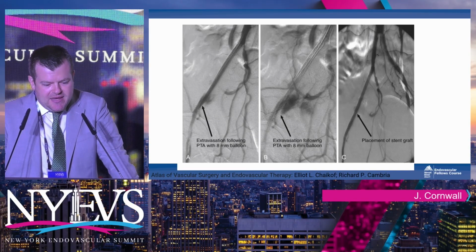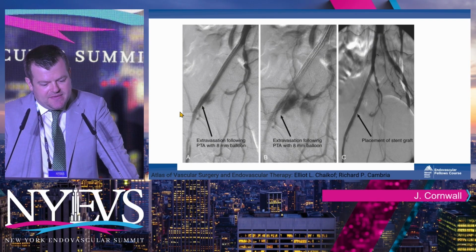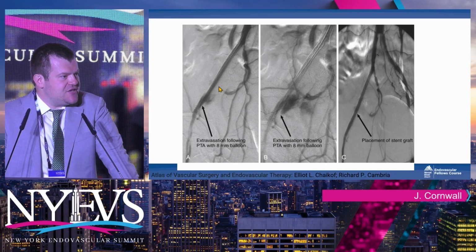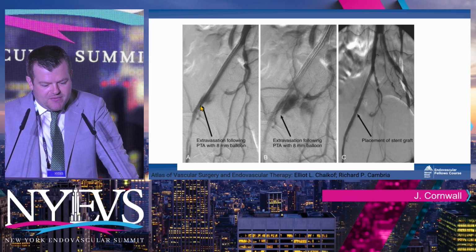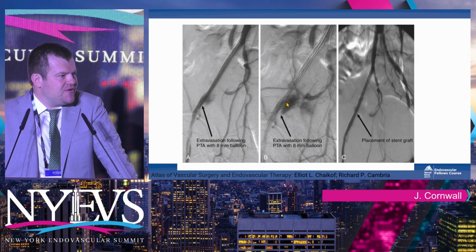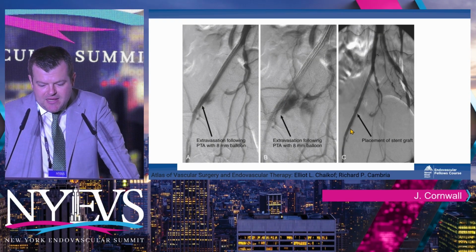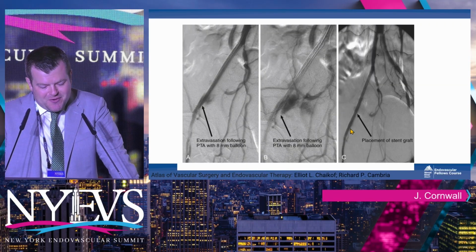So here you can see there's a treatment in a right iliac artery, and you can see in this imaging there's extravasation of contrast. There's obviously some retroperitoneal bleed, and it's persisting after further treatment, and then ultimately a covered stent is placed. And here you can see on completion imaging that there is no further extravasation.